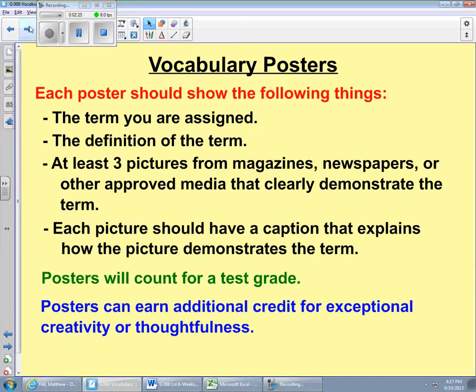The posters are going to count for a test type grade. Remember that test grades account for half of your 6 weeks average. So this is going to be a big number in your 6 weeks grade. And you can earn additional credit for exceptional creativity or thoughtfulness. There are always a few people that go well above and beyond what was needed in order to get the project done. So if you're going to put the extra time and effort into that, then I will consider such things when I am doing the grading.